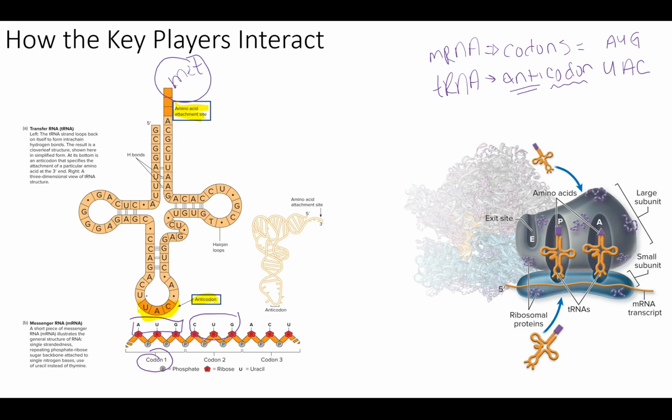No, because the anticodon starts with a U, and U does not pair with C. So it cannot drop off MET at this second codon because the tRNA and the mRNA are not complementary. Okay, so the mRNA has a codon, and it can only bind to the transfer RNA that has the correct anticodon.